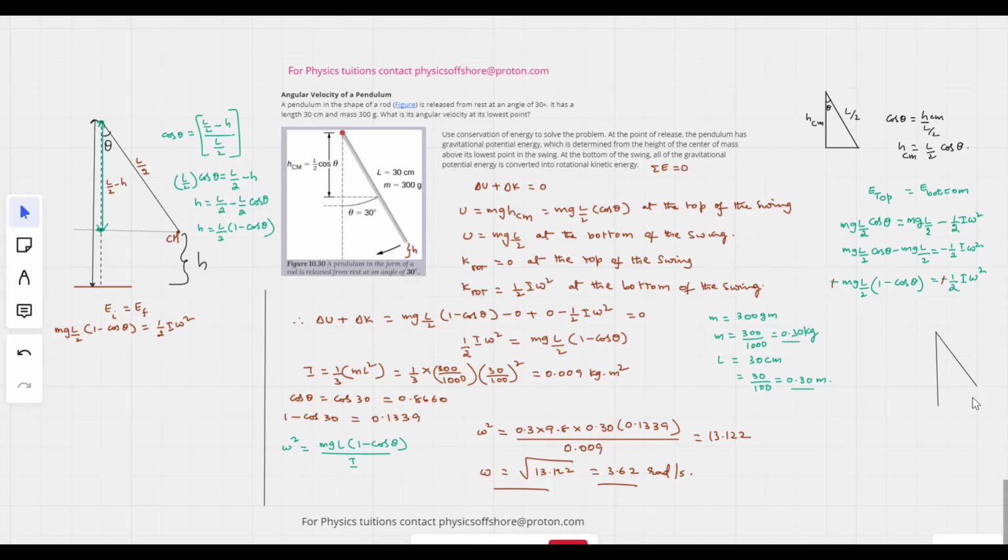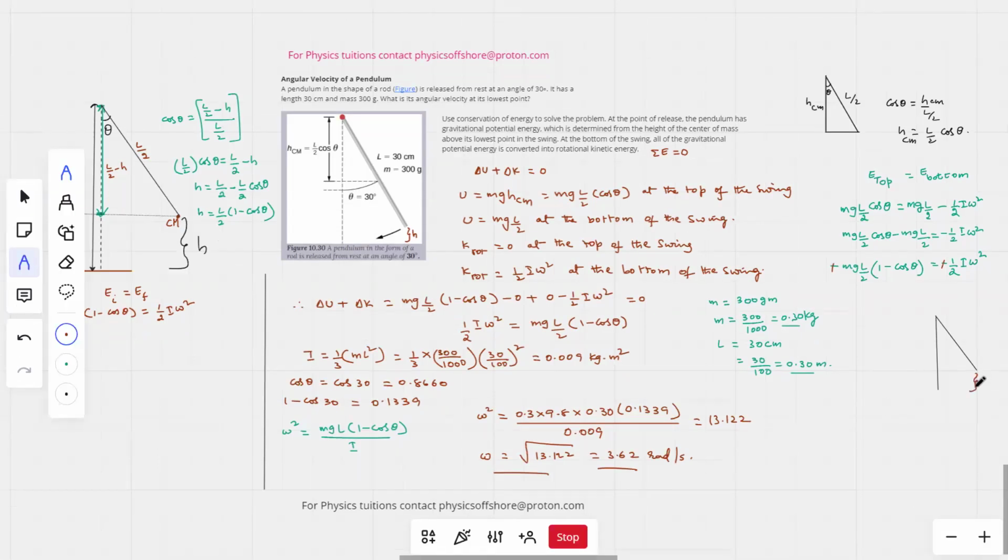Now, how to find h? See here, this is the lowest point and this is the other point, so this difference is the h. So this length is h. Now this h we have to find out. Because this is rotational motion, the distribution of mass plays an important role in the rotational motion.